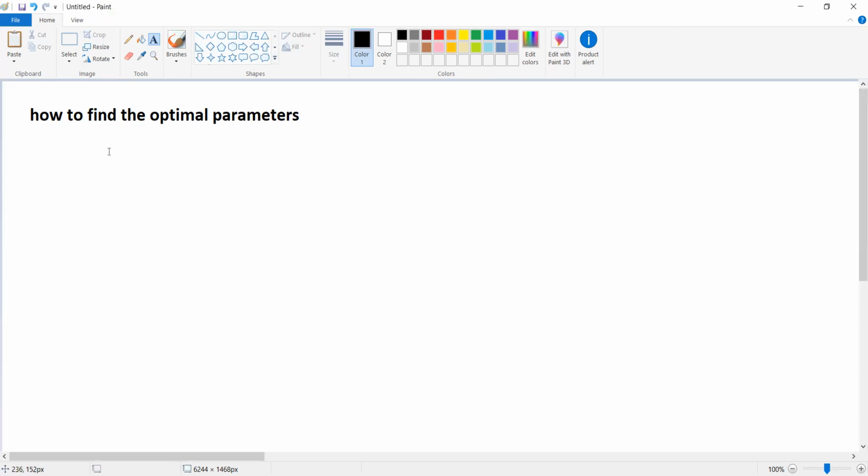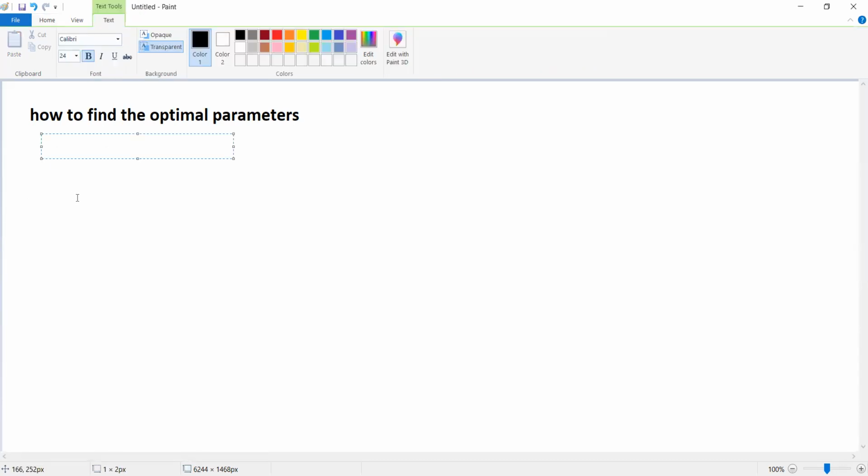So the trick we're going to learn, and this is the number one trick, there are other tricks, but this is the number one, and we're going to be using it for the rest of the course, is called gradient descent. And this is how it works.